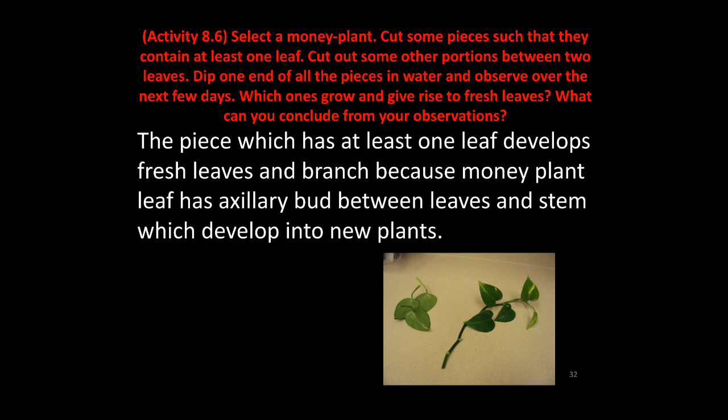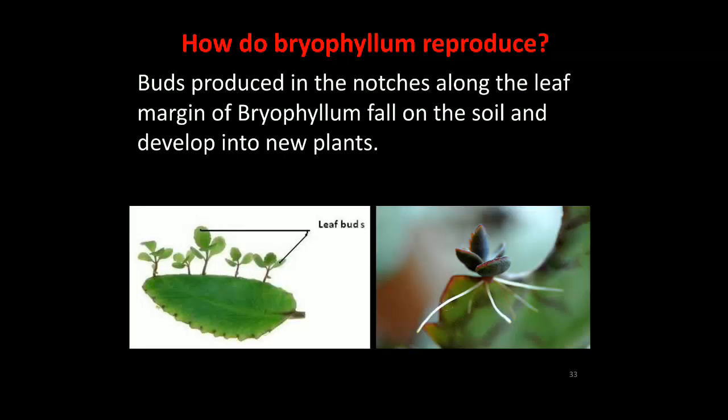Now, one more thing, if you remember this pudina. For pudina, what will you do? You just take one or two pudina plants and put them inside. It will grow by itself. The piece which has at least one leaf develops fresh leaves and branches, because the money plant leaf has an axillary bud between leaf and stem which develops into a new plant.